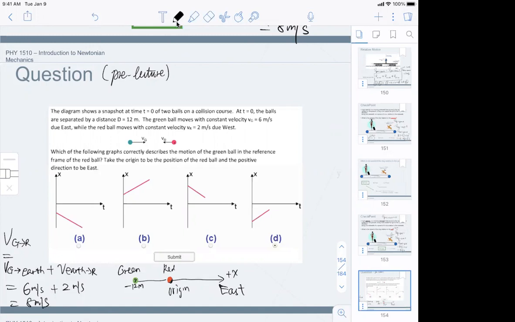So by that information alone, you can get rid of some wrong answers. At t equals 0, the position of the green is negative 12. So this is negative, right? This is negative. This one's positive, this one's positive. Therefore, you know that they're wrong already. So now we have to choose between A and D. The difference between A and D is that one has a positive slope and one has a negative slope. So what does the slope represent on the xt graph? On the position-time graph, the slope represents what physics quantity?